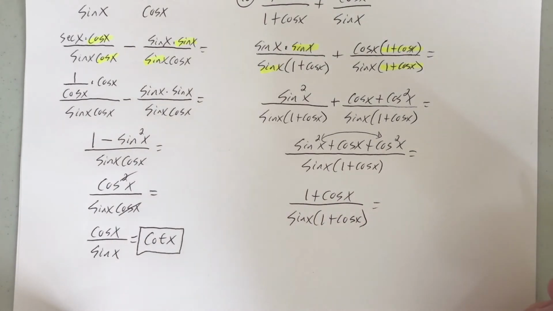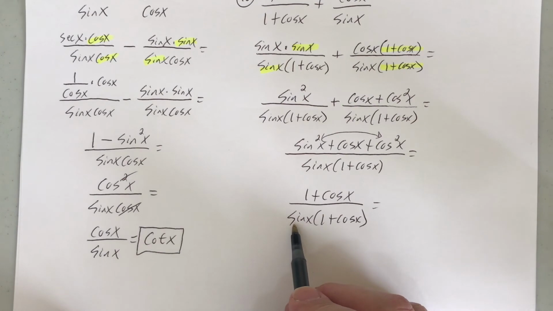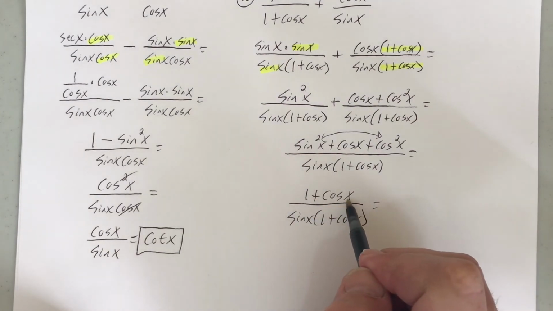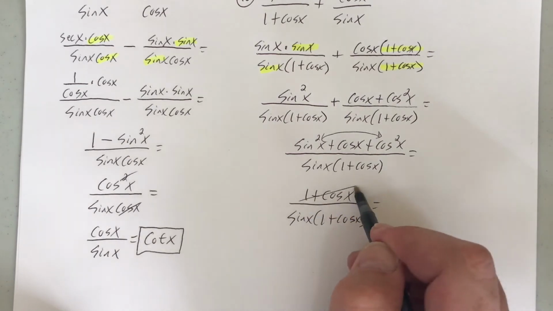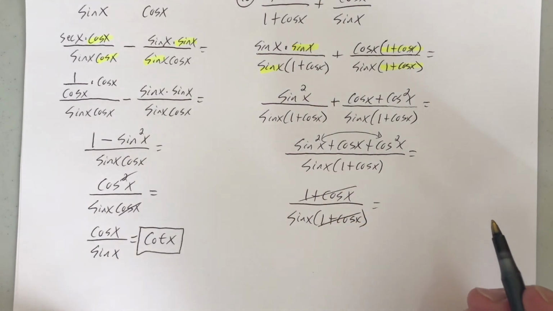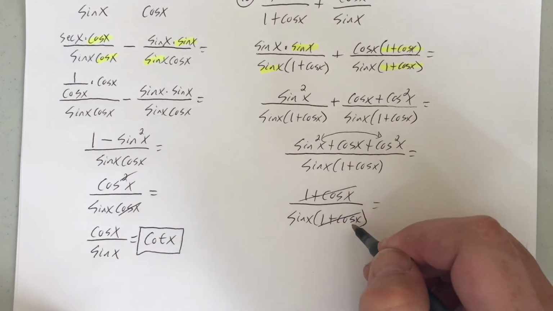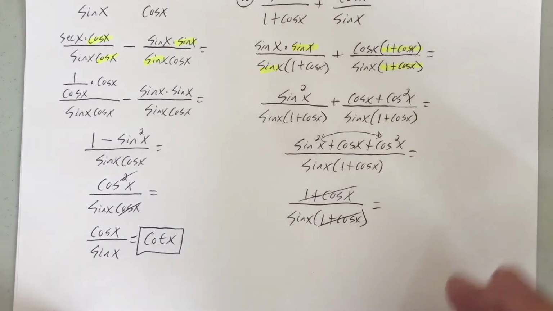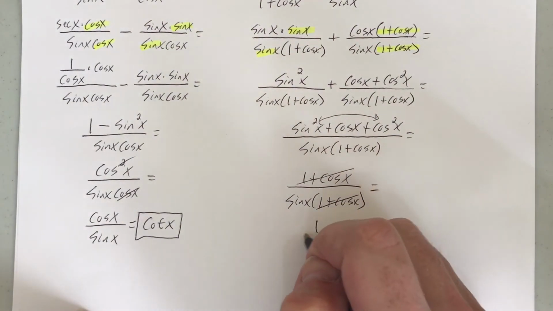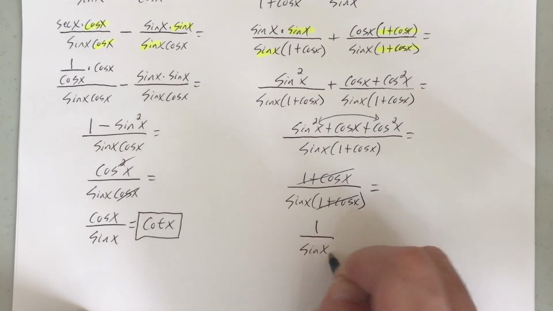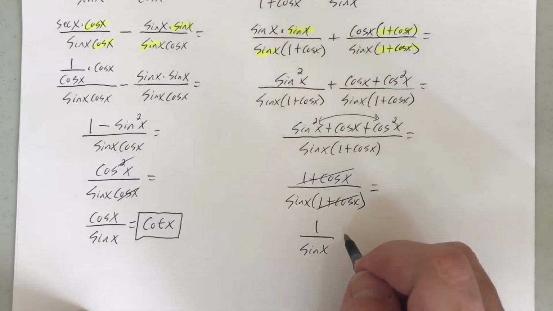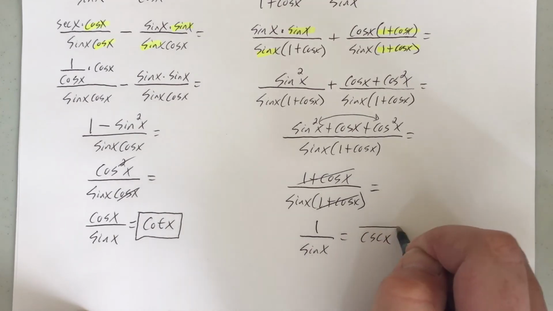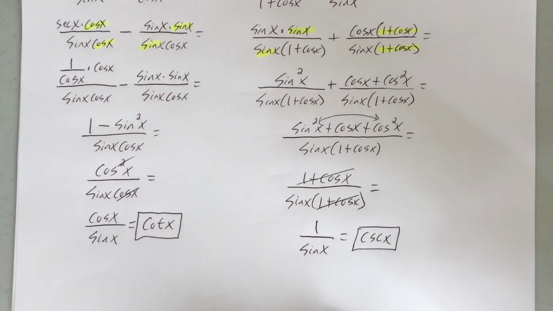Well, is there anything else we can do? Well, this is multiplying times the 1 plus cosine x. And I got a 1 plus cosine x up here. So I can go ahead and reduce that. Think about factors. If you had like an x plus 2 in the top and an x plus 2 in the bottom, you can go ahead and reduce those. Same thing here. So that would just leave me with 1 over sine x. And then once 1 over sine x, we can finally simplify this to cosecant x. And that one is finished.